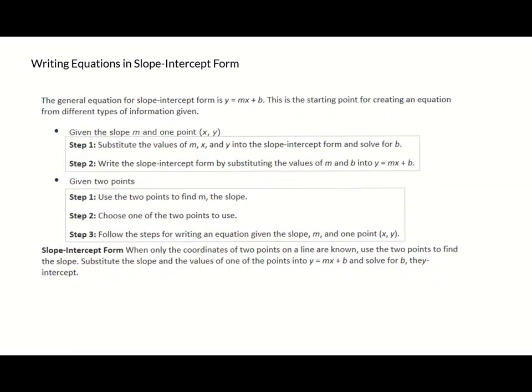Today we're going to be writing equations in slope-intercept form. If you want to, you can pause the video right here and read through this. Basically, we're going to be substituting the point that's given for the x and the y in slope-intercept form, find the y-intercept, and then plug back in the slope and the y-intercept. But you can pause it and read through this if you want to.